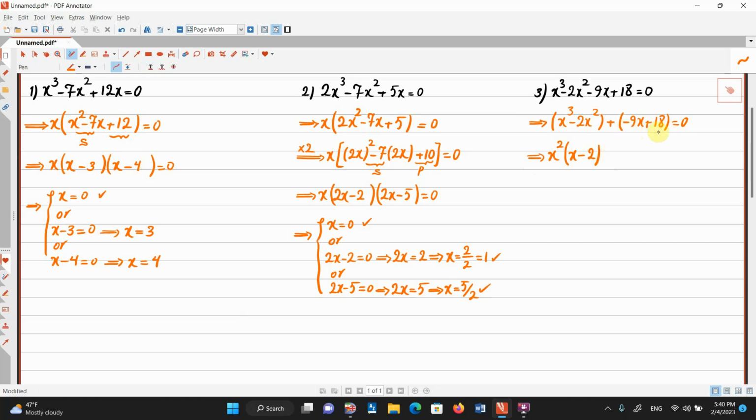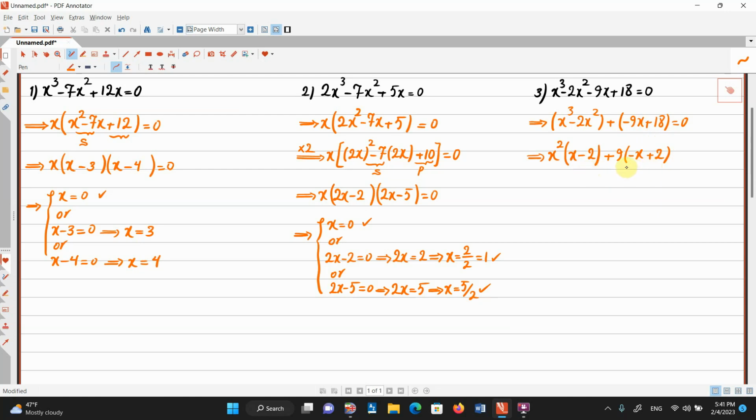Inside the second group, 9 or negative 9 can be considered as the common part. If we factor out positive 9 from the parentheses, we will have negative x plus 2. And here you will say, okay, these two parentheses are not the same. They are opposite of each other.